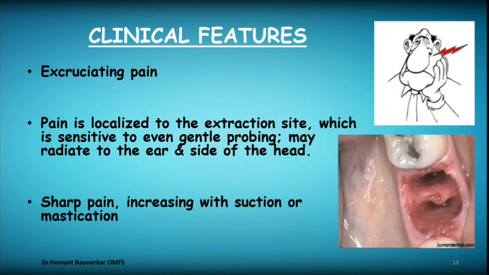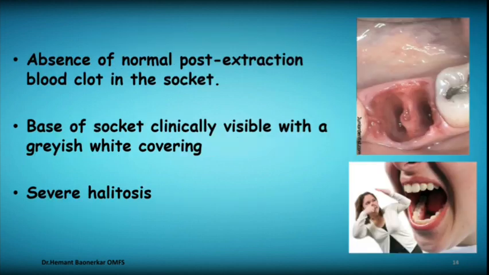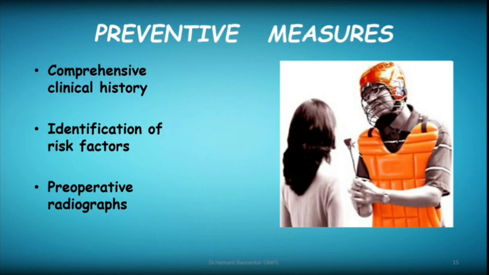When we see such a painful patient and examine them, we see an absence of normal clot at the extraction socket and a non-healed extraction socket. Such patients generally complain of halitosis also, and the base of the socket looks grayish white in color, or white denuded bone is also visible. The floor of the extraction socket is also visible. So these are the clinical key points for identification of dry socket.